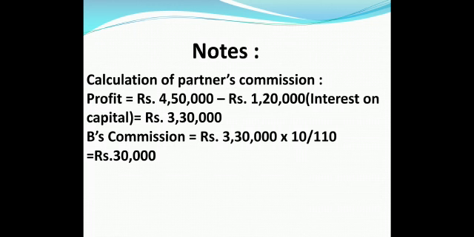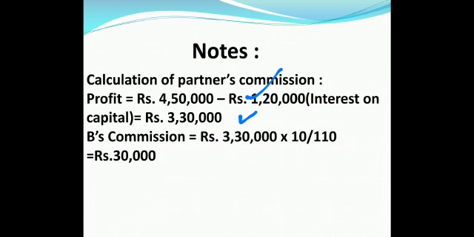See the working notes. Calculation of partner's commission. The profit which was given to us was after the deduction of B's salary. The question said that commission is to be calculated after the deduction of salary and interest on capital. So out of that 4,50,000, B's salary has already been deducted, and we have to deduct only interest on capital. The total interest on capital was 1,20,000. So we have deducted this, and we got the amount of 3,30,000.